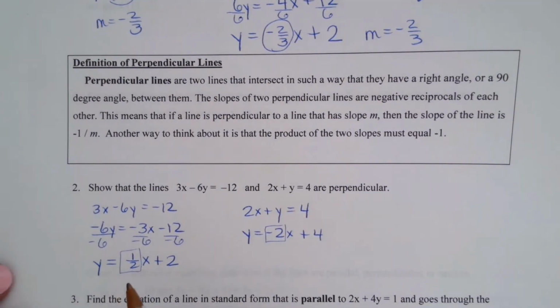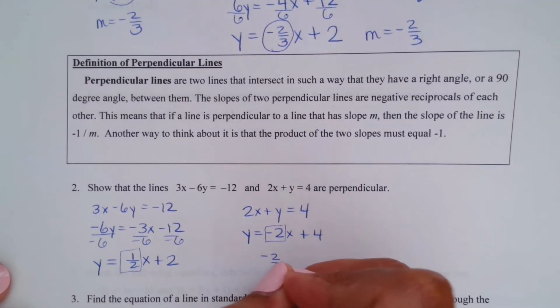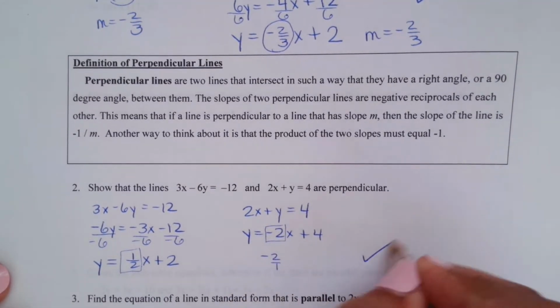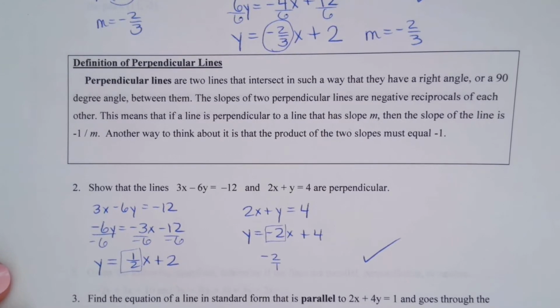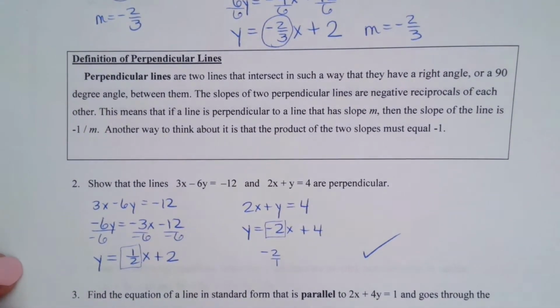Okay, so this is 1/2. -2 is the same thing as -2/1. So those are perpendicular. Okay. So I think the biggest mistake I see with students is you forget that the signs have to be opposite. So if this was 1/2 and this was a positive 2/1, those would not be perpendicular and they would not be parallel. So just be careful with that.